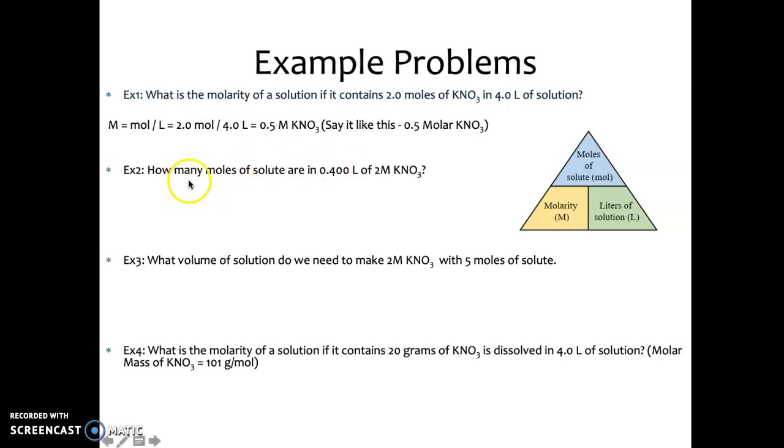So this next one says how many moles of solute are in 0.4 liters of 2 molar potassium nitrate. So moles right here covered up. That means it's molarity times liters, and then I just plug in my information. And again, if you need to pause to write down everything, that's fine. So moles is molarity times liters. I got 2 molar. I got 0.4 liters. I multiply those out. I get 0.8 moles of potassium nitrate.